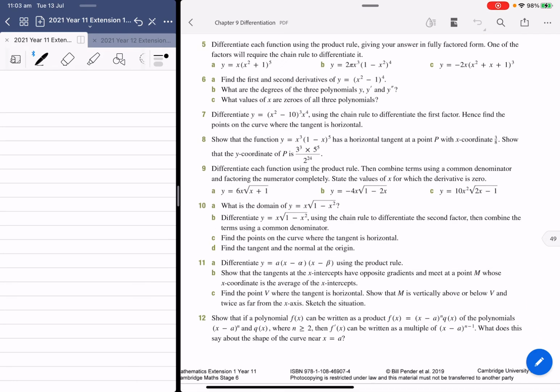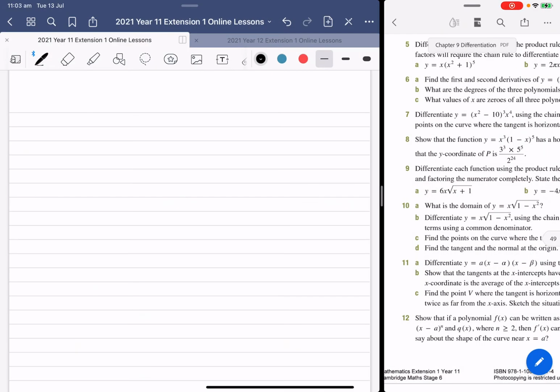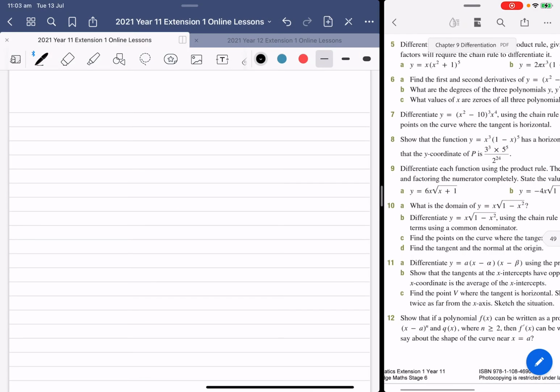Question 8 looks pretty interesting. So let's have a look at question 8. The question says, show that the function y equals x to the power 3, (1 minus x) to the power 5 has a horizontal tangent, which means the gradient is equal to 0, with x coordinate equal to 3 over 8. And then show the y coordinate of P is equal to that expression there. Okay, so let's start. That's question 8.